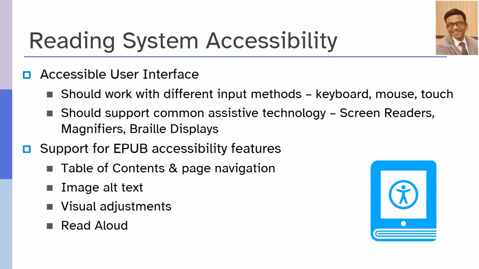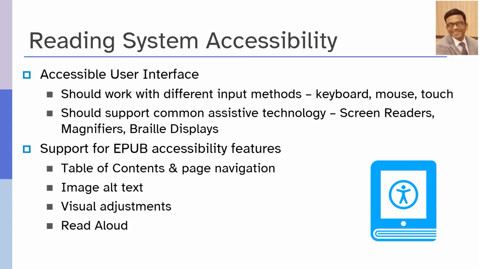The reading system needs to support the accessibility features. For example, users should be able to find the table of contents or navigate by page breaks. The reading system should have support for image alt text. It should expose the alt text, if available in the images, to the assistive technologies.